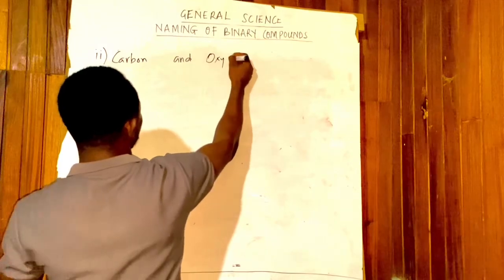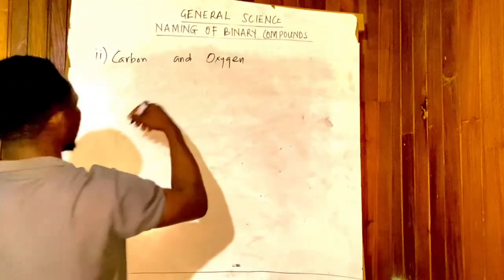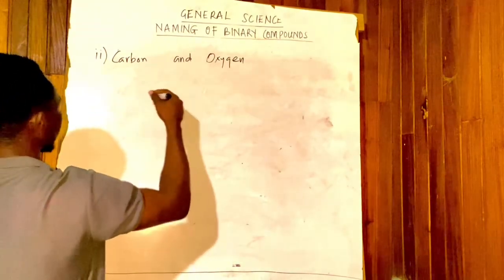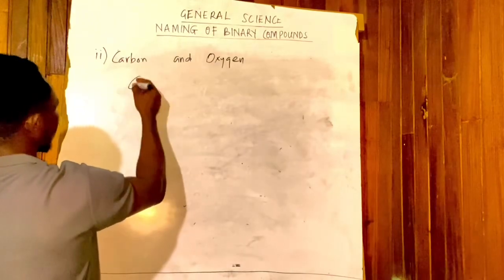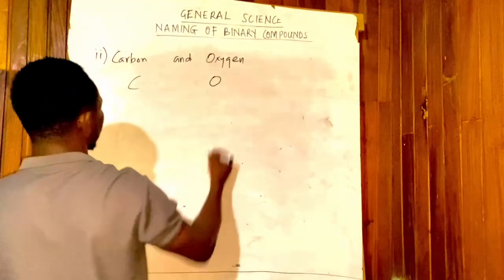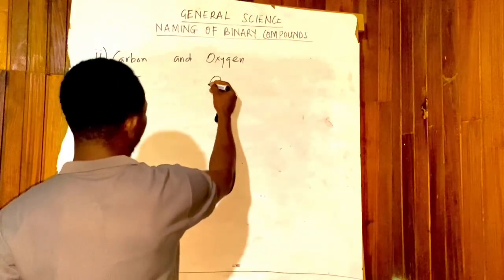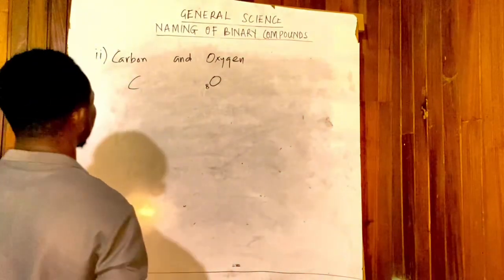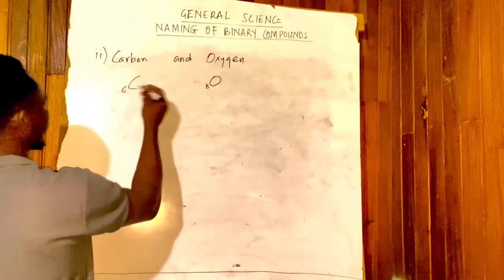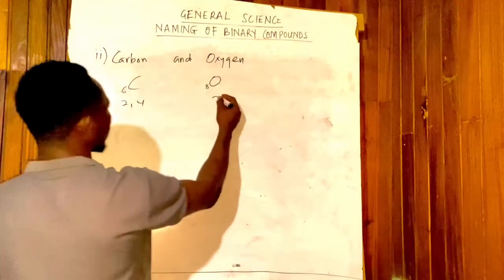Carbon, oxygen. So these can be likely examinable questions. So carbon and oxygen. Oxygen has atomic number 8, and carbon here is 6. So the electronic configuration, we get 2, 4 for carbon. Then we get 2, 6 for oxygen.